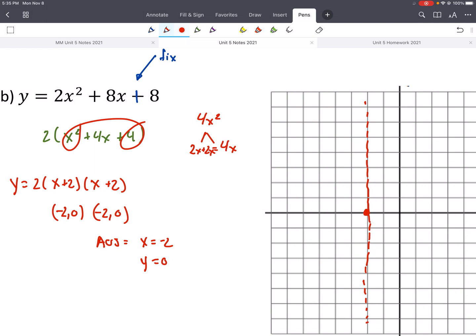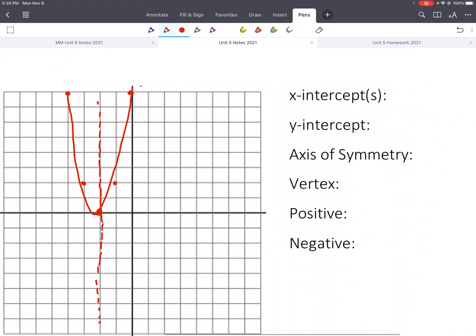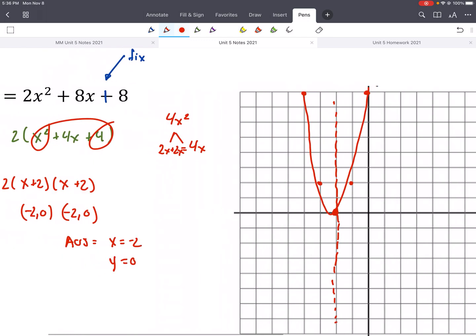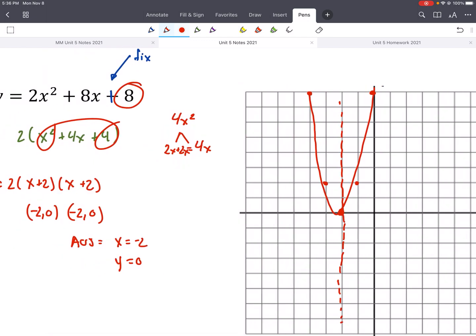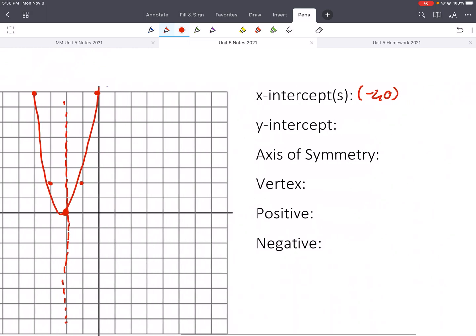And then we could use our growth pattern over 1 up 2, over 1 up 6. Something like that, okay? And we could answer these questions. So we've got x-intercept of -2, 0. Y-intercept: here you could look at your graph, but if not, you could look at your equation and see that it's 8. So 0, 8. Axis of symmetry is x equals -2. Vertex was -2, 0.